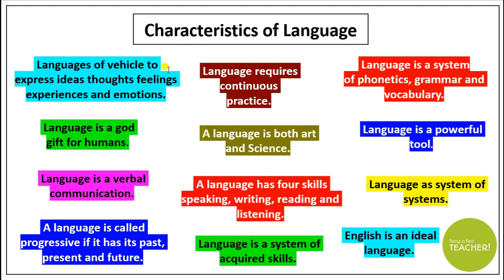Languages are vehicles to express ideas, thoughts, feelings, experiences, and emotions. If you want to exchange your ideas with someone, then you need language. If you want to express your thoughts to someone, then also you need language. So basically it is a vehicle, a carrier, right? Similarly with feelings, with sharing your experiences, with sharing your emotions, for everything you need language, right?